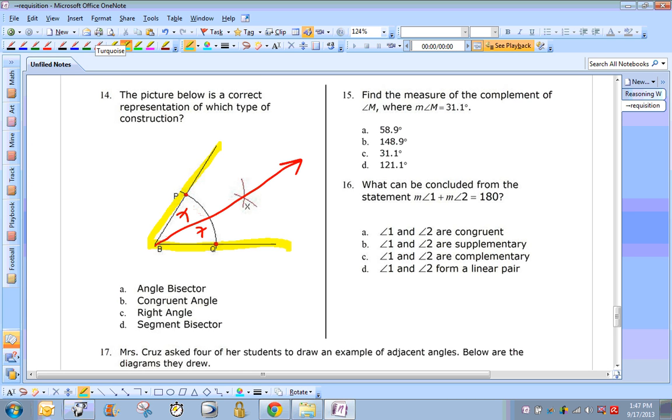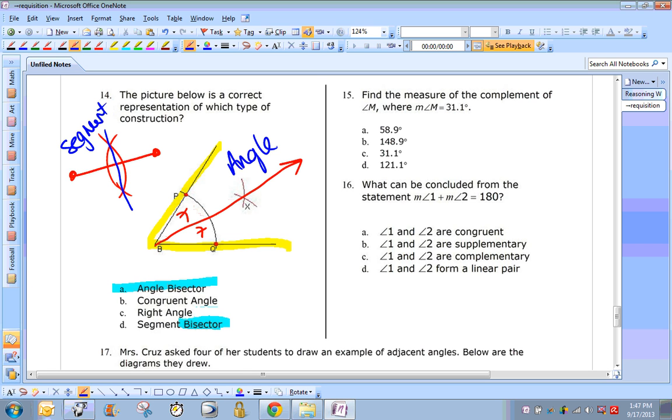What word says we're bisecting an angle? Well, angle bisector. Okay? Now, don't get confused by bisector down here. What would a segment bisector look like? A segment bisector would just be a segment that we're trying to cut into two equal portions, and they would draw a line straight in the middle. Okay? This one is for segments. This one is for angles. So the correct answer is an angle bisector.